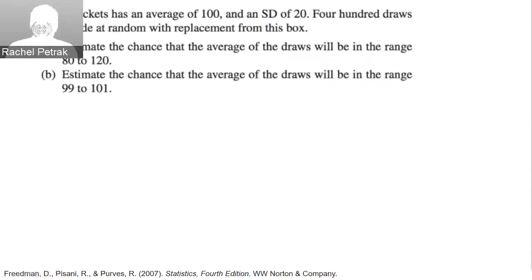A box of tickets has an average of 100 and a standard deviation of 20. 400 draws will be made at random with replacement from this box. Estimate the chance that the average of the draws will be in the range 80 to 120. I can already see the chance here. Does anyone already know the estimate of this chance?